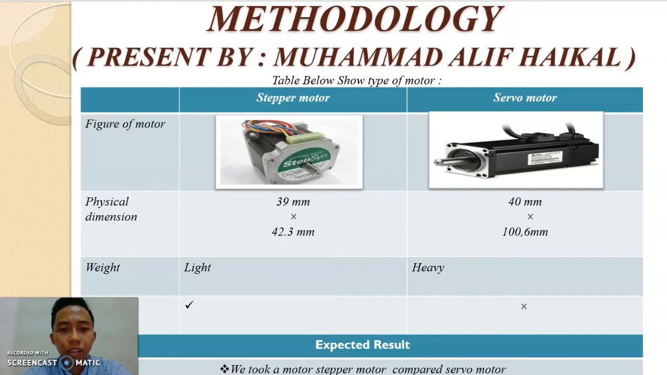Methodology: based on the comparison table of stepper motor and servo motor, we can see the stepper motor and servo motor are of different size, specification, and weight. The physical dimension of the stepper motor is 99 mm by 42.3 mm and the servo motor is 40 mm by 100.6 mm. Second, the stepper motor is light and the servo motor is heavy. So I decided to take the stepper motor as the motor in the project.